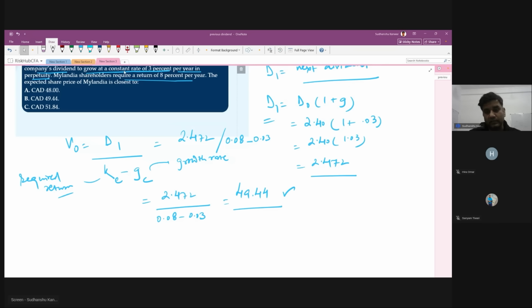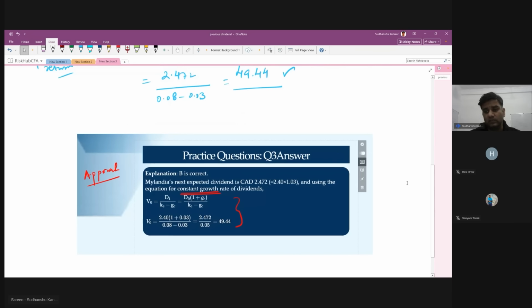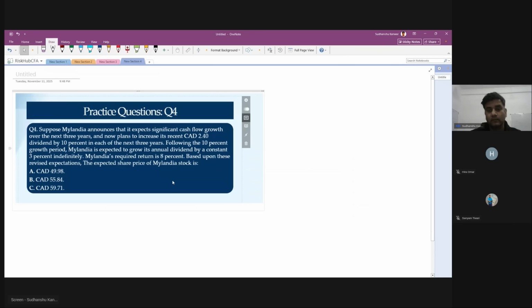The next question will be tricky. The chances of the next question coming in the exam are higher, because this question is very easy. I told you that this is the single stage DDM, dividend discount model. That will be the multiple stage DDM, so it will be a little tricky to solve. So let's take practice question 4 and try to solve it now.